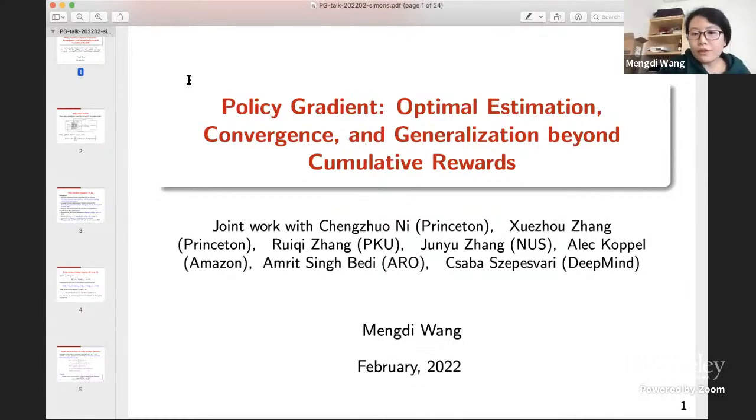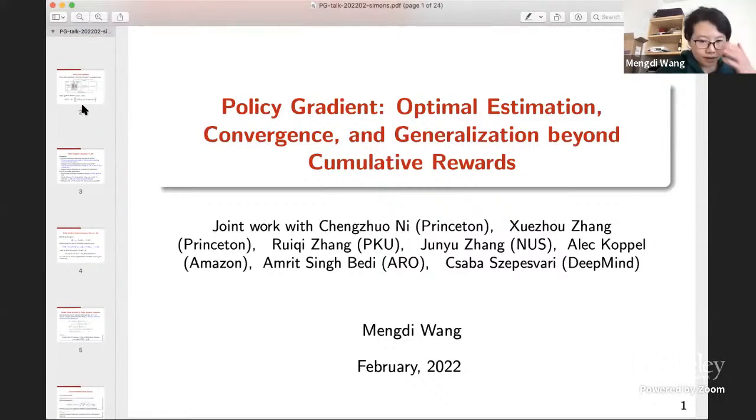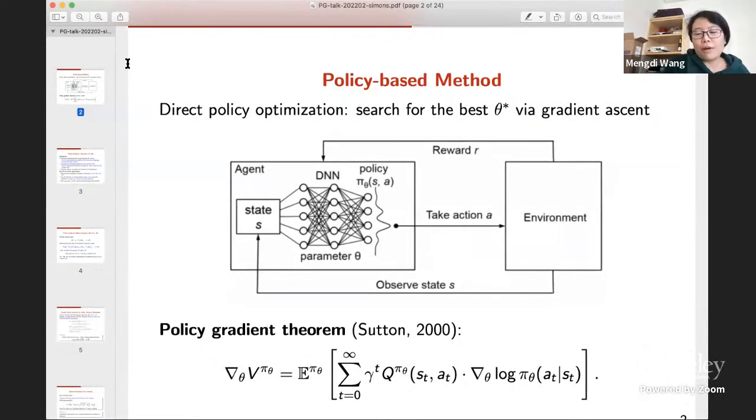Okay, so we are going to talk about policy gradient. This is a series of work jointly with many very nice collaborators. So we all know about policy gradient, right? In reinforcement learning, sometimes we prefer policy-based methods because it could be easier to do optimization over a policy parameter space.